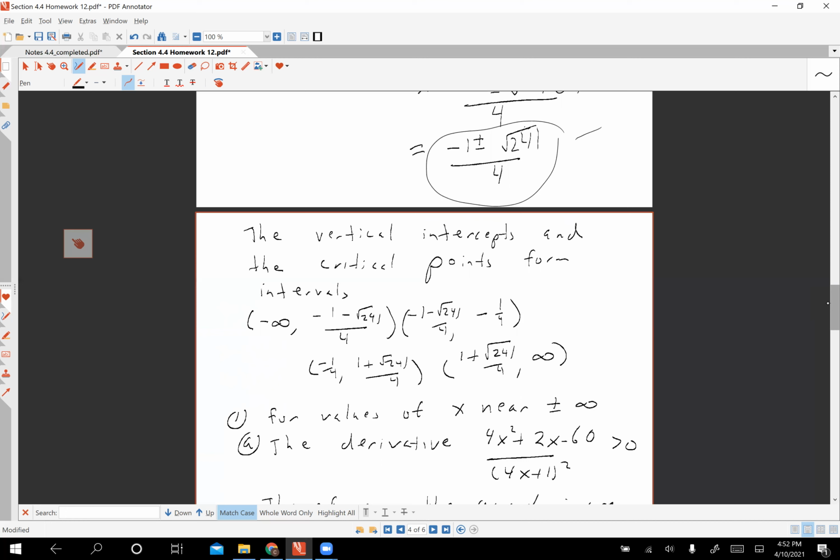So as far as increasing or decreasing, we want to know, we have the interval from -infinity to the smaller critical point, -1 minus the square root of 241 over 4. Then the second interval is the smaller critical point to the vertical asymptote, -1/4. And then the third, this one right here, -1/4 to the larger of the two critical points. Oh, and I guess I should have a -1 here.